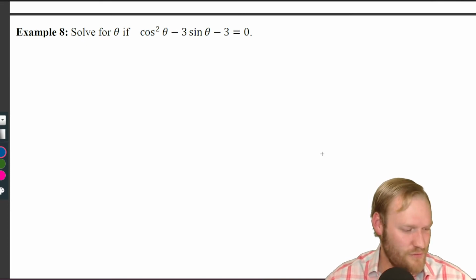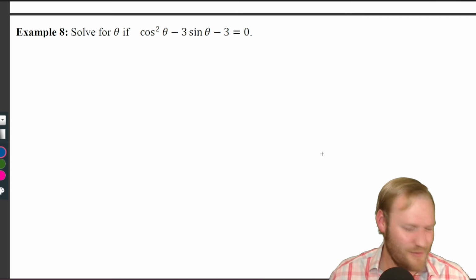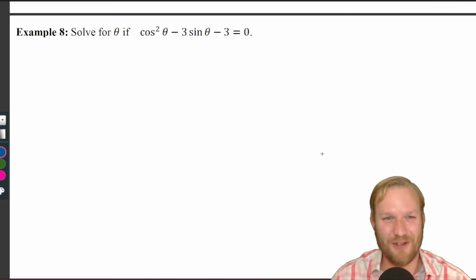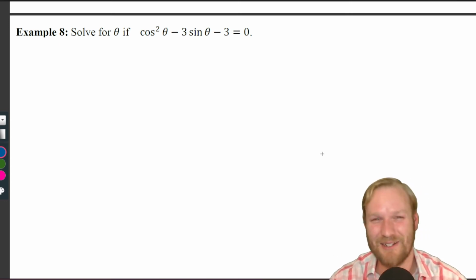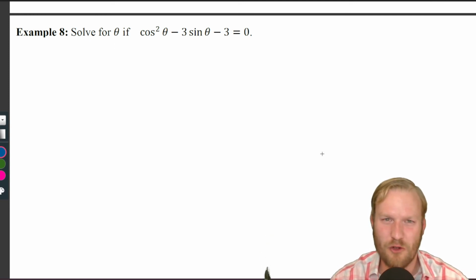And for this one, what's going on? Oh, well, I don't know. So we've got cos squared theta minus 3 sine theta minus 3 equals 0. We can't do any of the tricks we used before. It's not like there's a common factor we can pull out, and it's not like we can divide through by, say, sine theta, or divide by cos theta to get a tan theta or something like that.